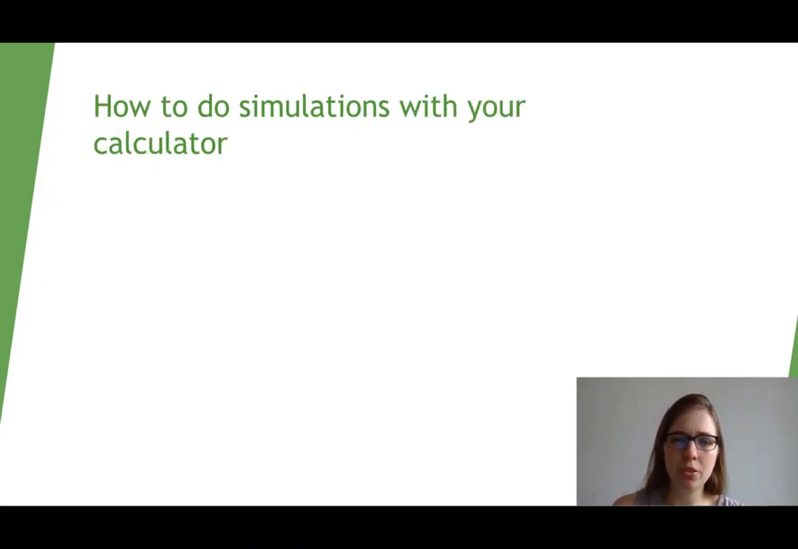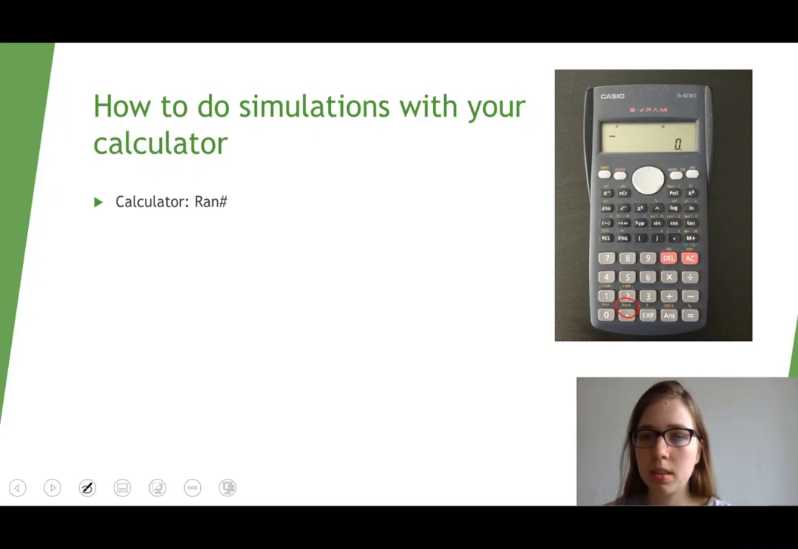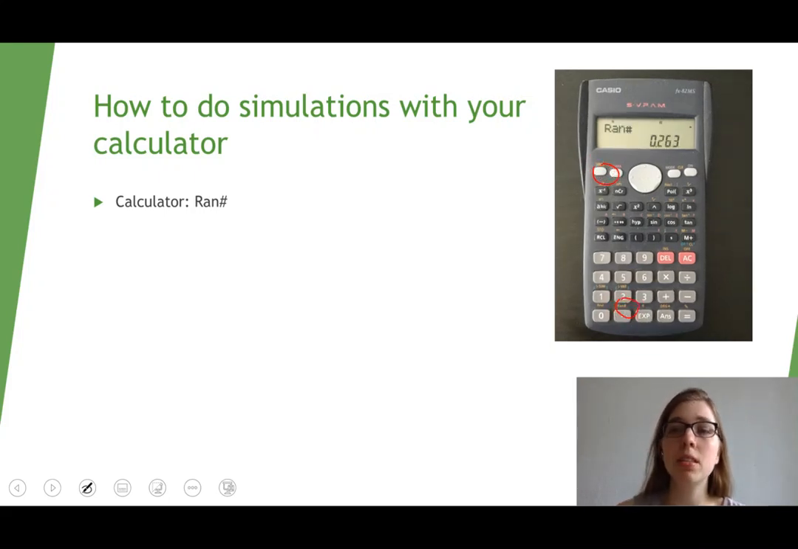Okay, but how do we do that with our calculator? Our calculator has a random number button. This is over here, so we first press Shift and then we press that button. So we get a random number and it gives us something like this. It gives us any random number between 0 and 1, and it depends a bit on your calculator, but probably you will get 3 digits, 3 numbers after the decimal point, in this case 263.